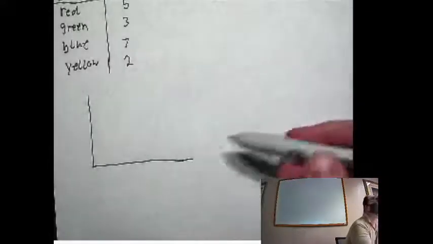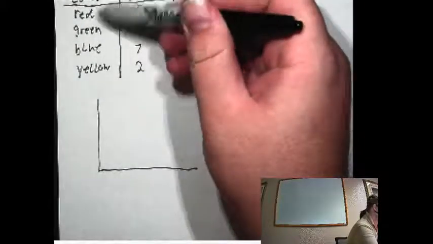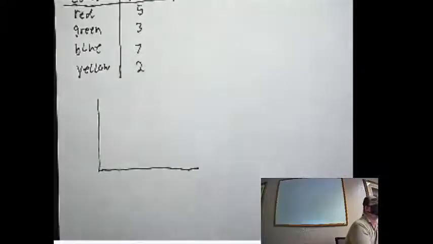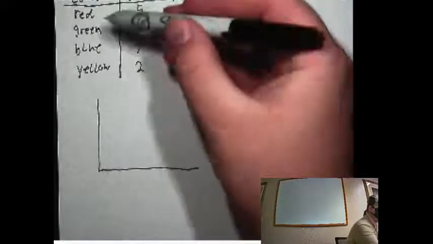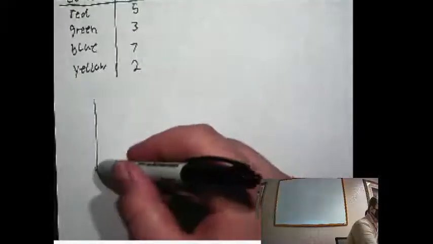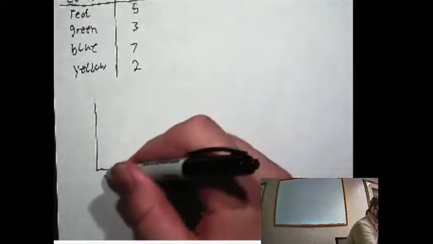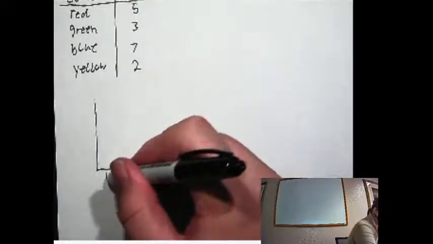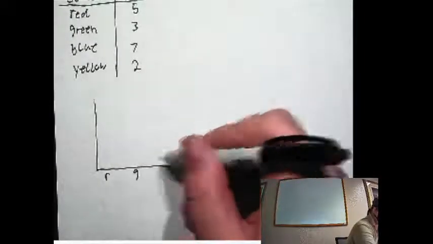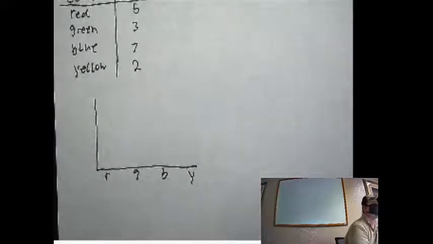So the first thing we need is our classes. These are our independent variables. These are not going to change based on other outside changes. They're always going to be these colors. So we can put these on our horizontal axis. This is where we usually put our independent variables. So I'll put R, G, B, Y here. Okay?